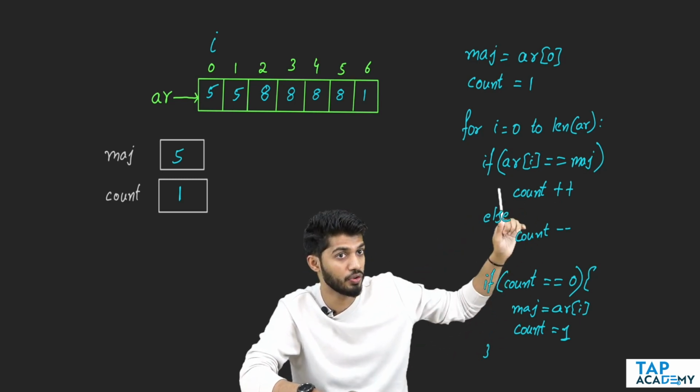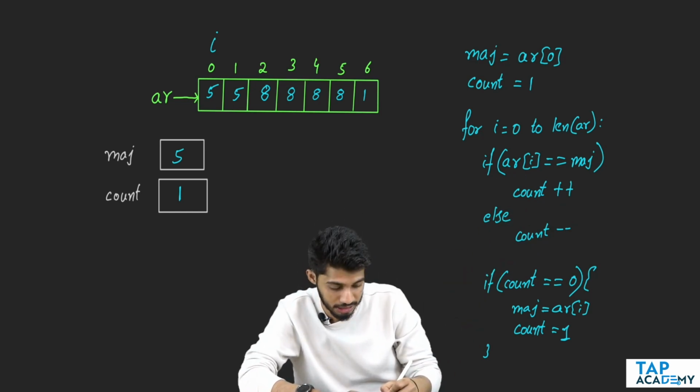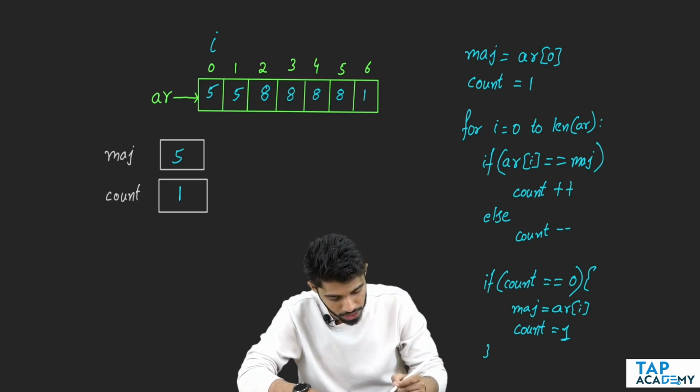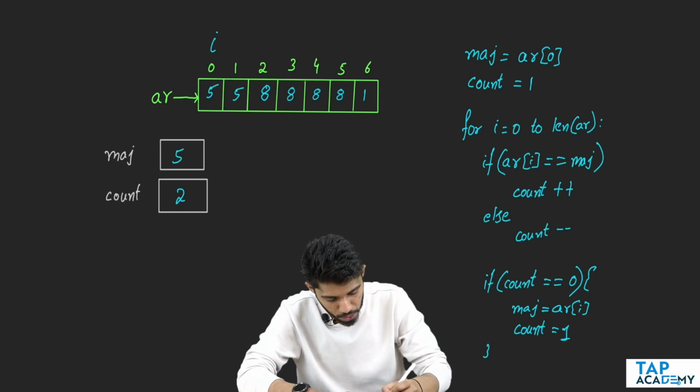I will come over here and check if AR of I is equal to majority. AR of I is nothing but 5. Yes, it is equal to majority. Majority is also 5. Is 5 equal to 5? Yes. In this case, I need to increase the value of count. So now the value of count becomes 2. Next, what do I need to do? I need to move the value of I.